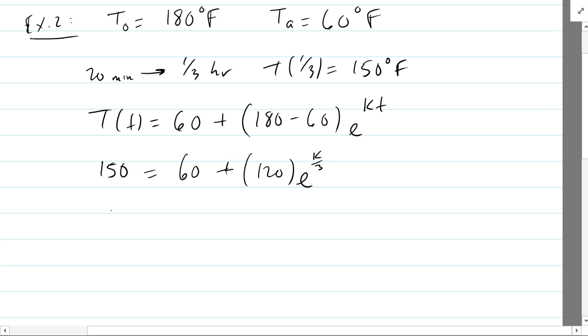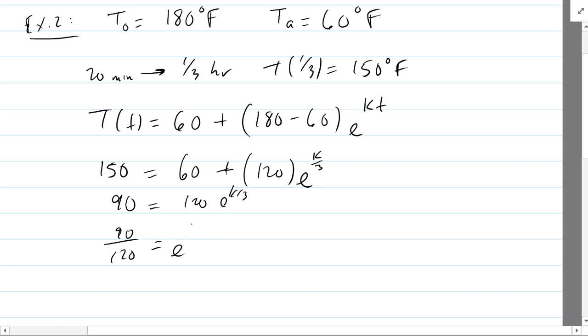Subtract 60. What's 150 minus 60? 90. Yes, I didn't hear it. 90, and I'm going to divide by the 120. Can I do that all in one step, or do I need to show you the steps? Okay, I subtracted 60. Oops, 120 e to the k over 3. That means it's going to be 90 over 120 equals e to the k over 3.